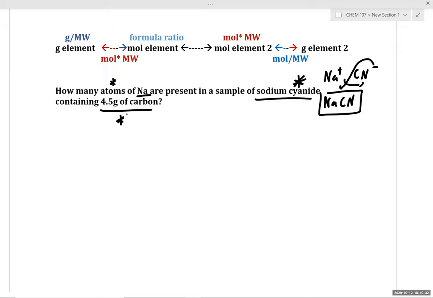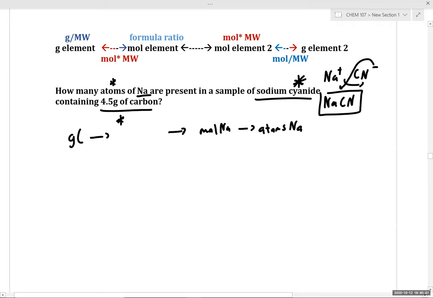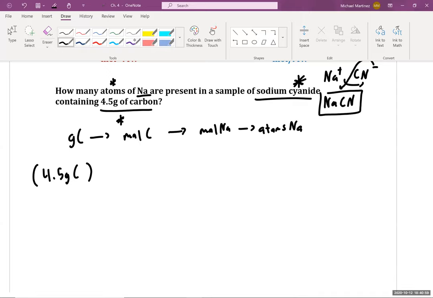Okay, so we're starting off with the grams of carbon, and we're asked to calculate the atoms of sodium. We calculate the atoms of sodium from the moles of sodium, and we get the moles of sodium from the moles of carbon.